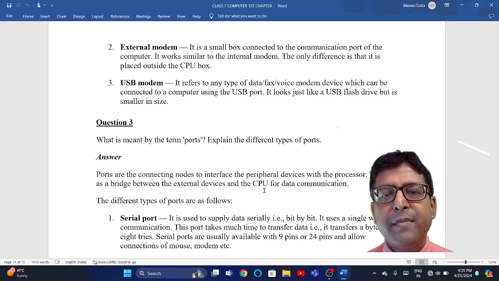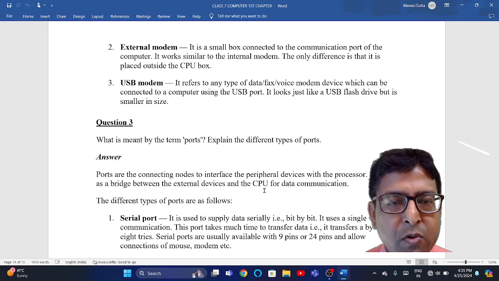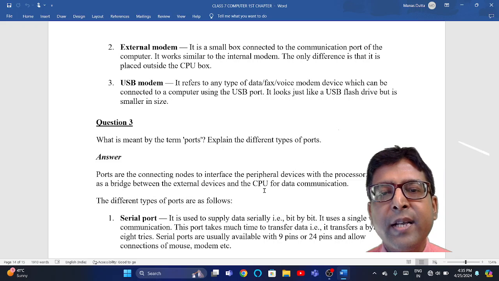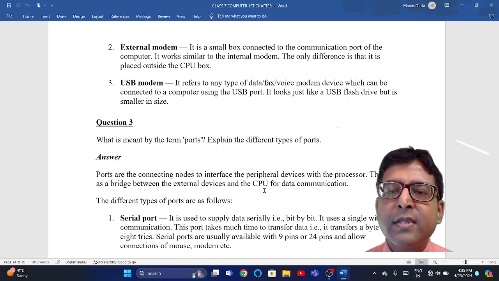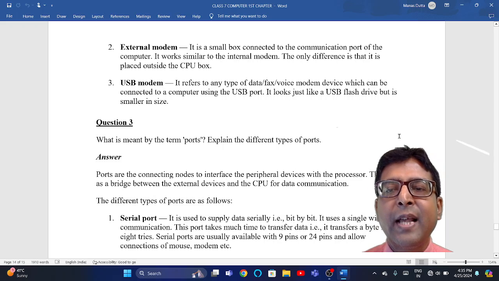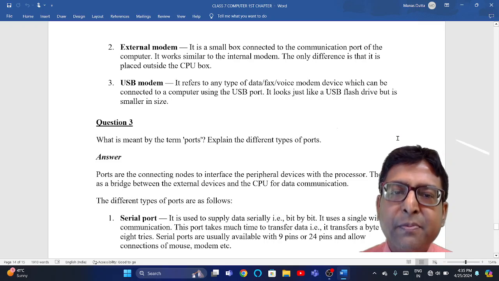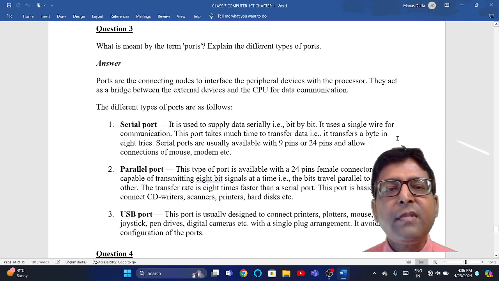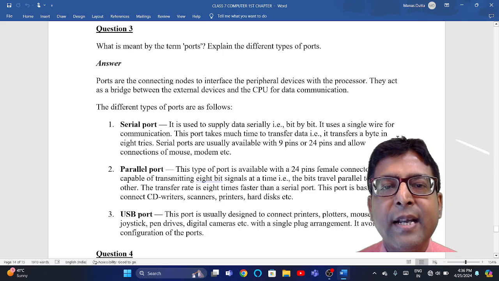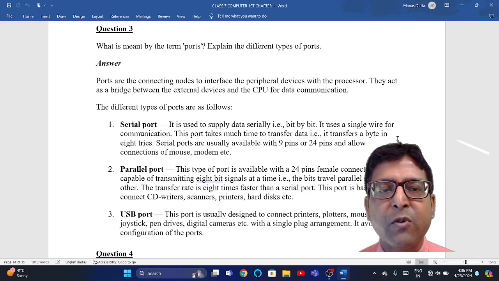USB modem. It refers to any type of data, fax, or voice modem devices which can be connected to a computer using the USB port. It looks just like a USB flash drive, but is smaller in size. Question 3. What is meant by the term ports? Explain the different types of ports.